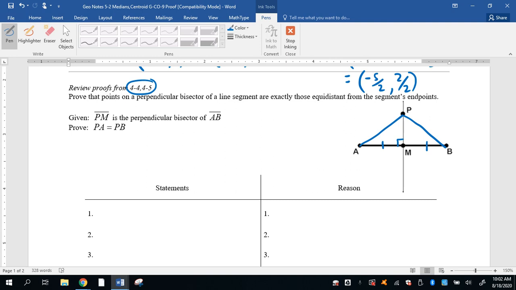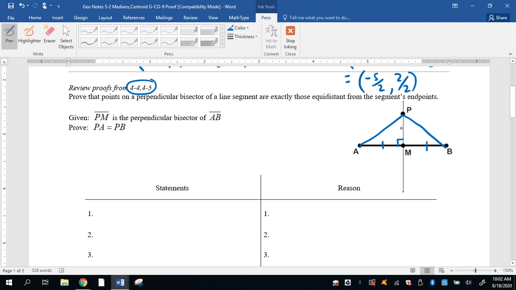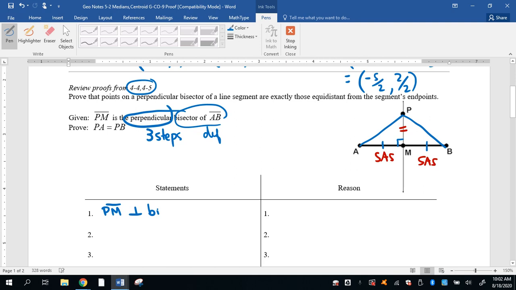So we are going to show that the two triangles are congruent. To do that, we are going to have to use reflexive, and then we'll have a side angle side. You guys see that? All right, so review from chapter 4. In this class, when we are given perpendicular, that's 3 steps in the proof. When you see bisector of a segment, that's going to be definition of segment bisector. So let's go ahead and start the proof by the given. So line segment PM is the perpendicular bisector of line segment AB. That is the given.